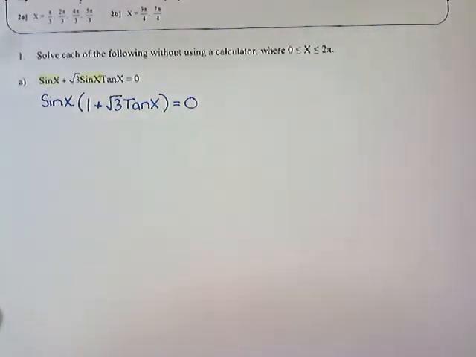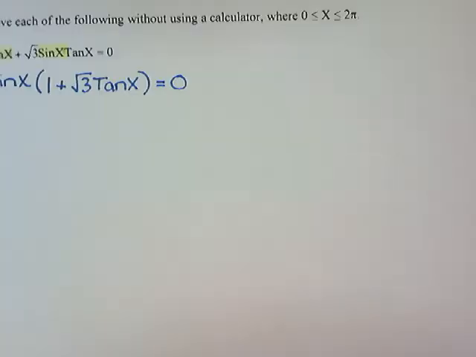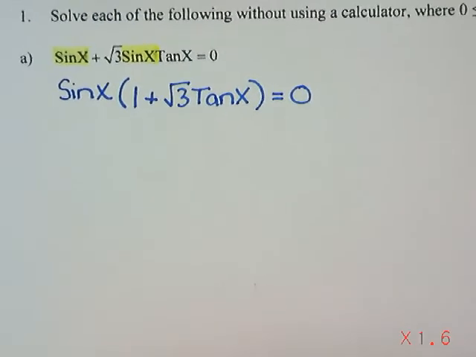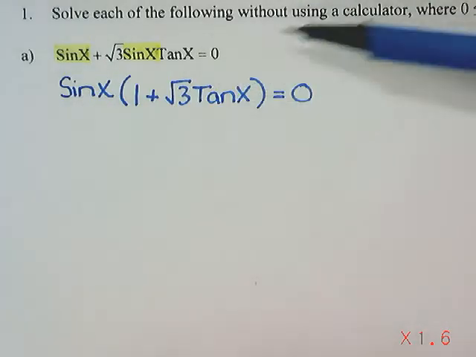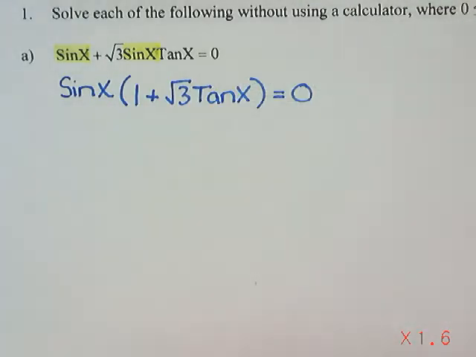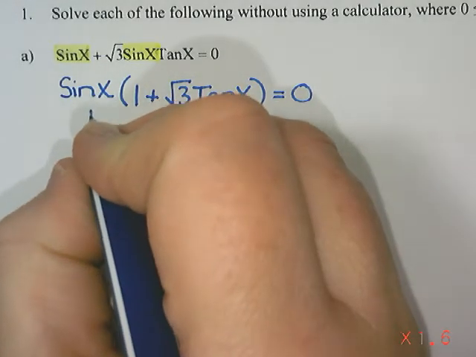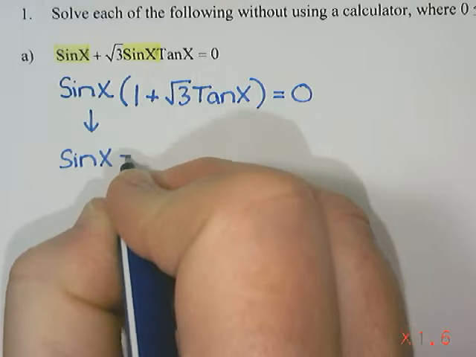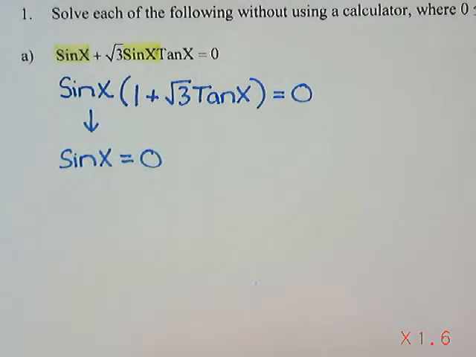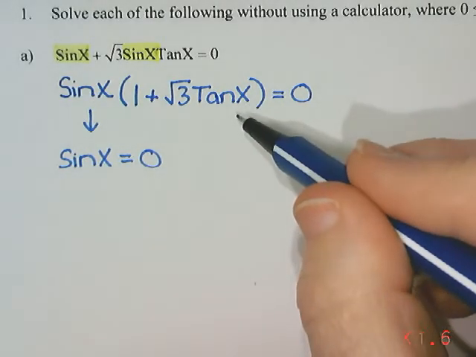I think I might just zoom in a little. There we go. So from here, it is now factored. I have sine x times 1 plus the square root of 3 tan x. So since it is factored and it equals 0, I should be able to take each factored part, set it equal to 0, and solve. So I'm going to start with sine x. I'm going to let sine x equal 0. And then I'm going to do the same thing with the 1 plus root 3 tan x.